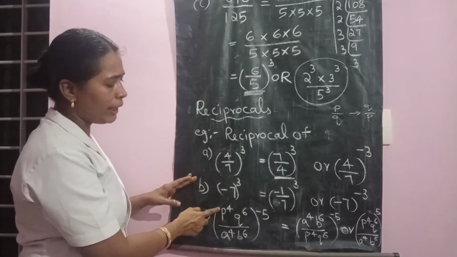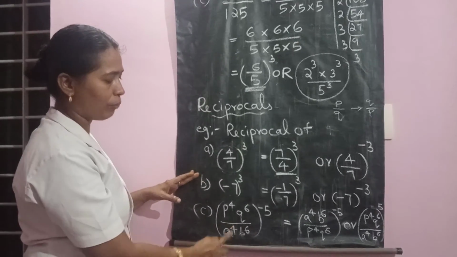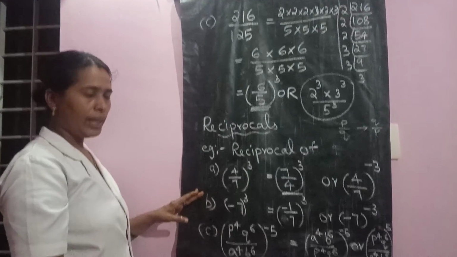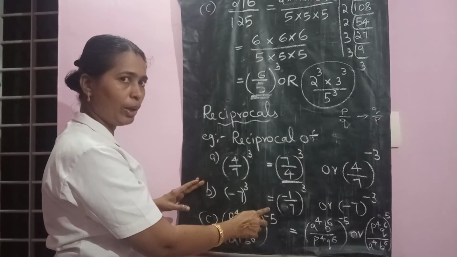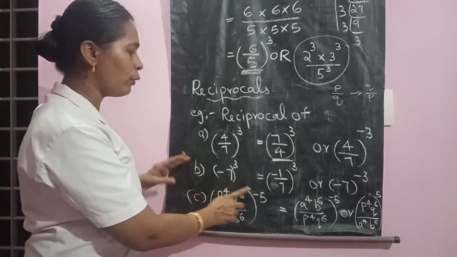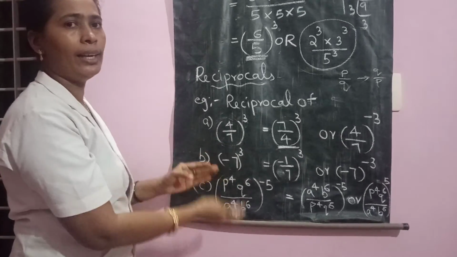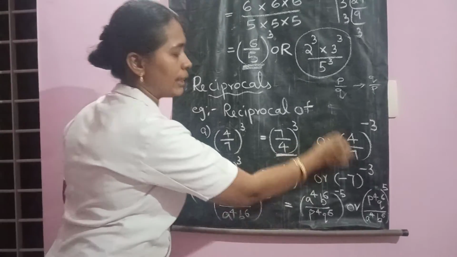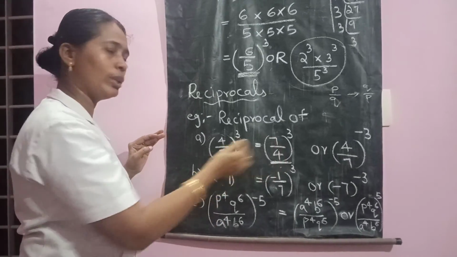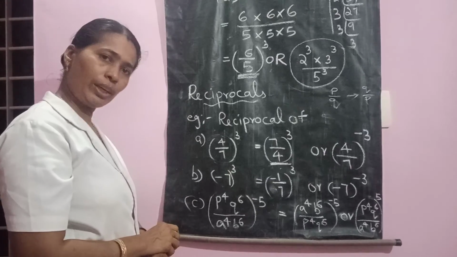Next one, p power 4, q power 6 divided by a power 4, b power 6, whole power minus 5 is given. If you are changing the power, make it plus 5 as the reciprocal. Or if you don't want to change this negative 5, interchange the numerator and denominator. Either of these is enough. You needn't copy all these things. Which one you feel easy, follow the same. That will be useful for you for the remaining simplification. Okay. Thank you.